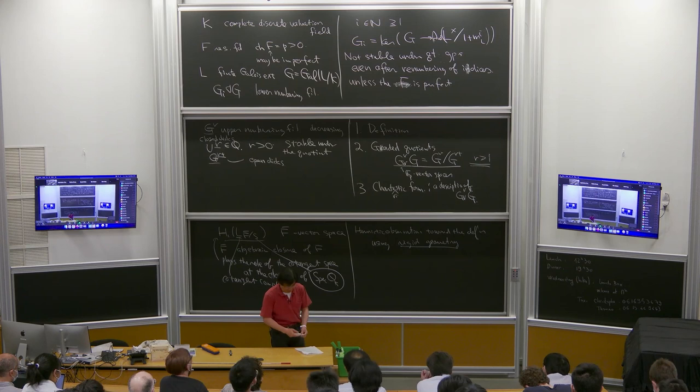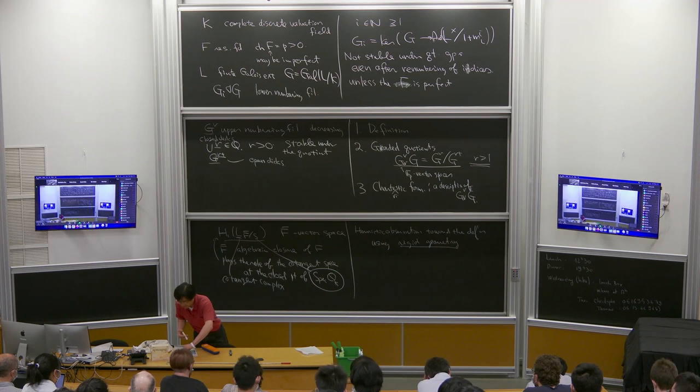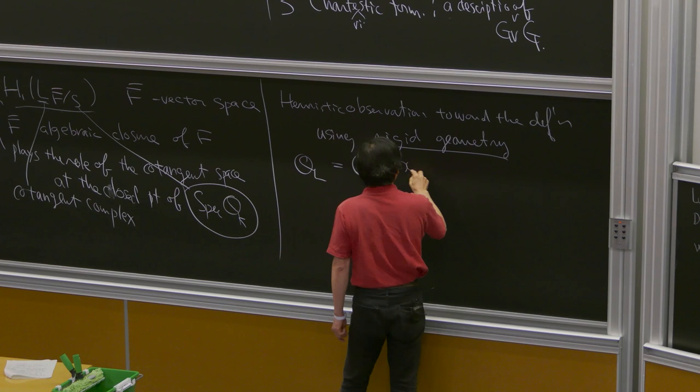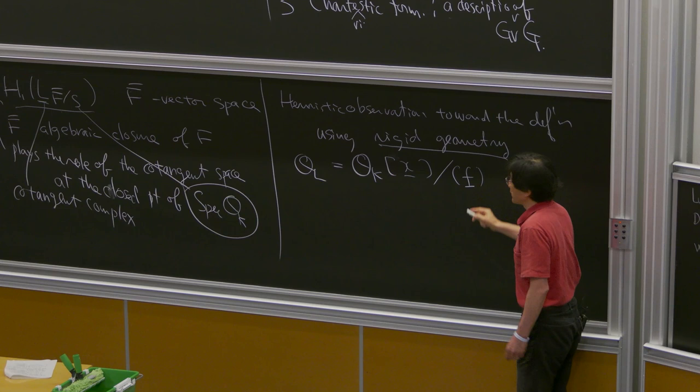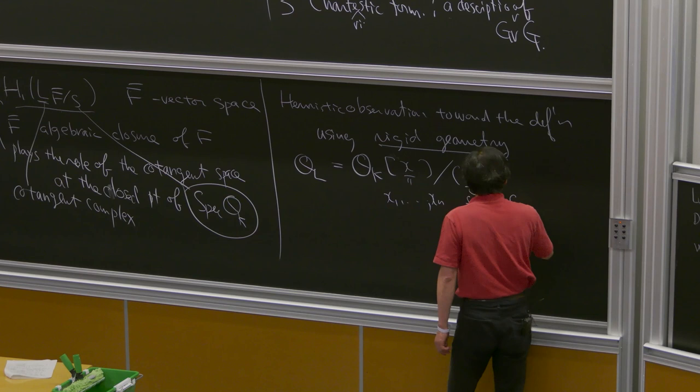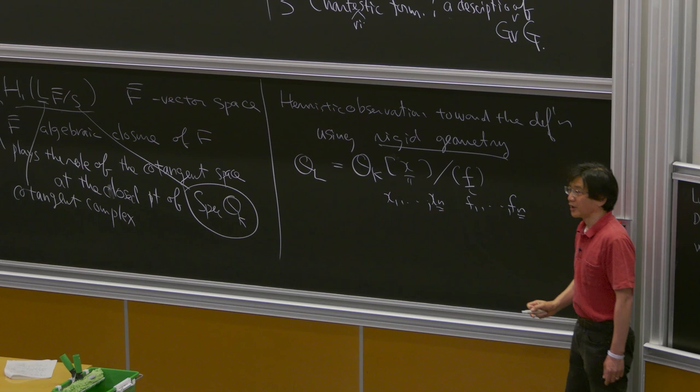So I take generators of the ring of integers. Then I can write this as a quotient of a polynomial ring divided by some relations. So this is the abbreviation of variables, and this is the abbreviation of relations, and we can take the same number of generators and relations.